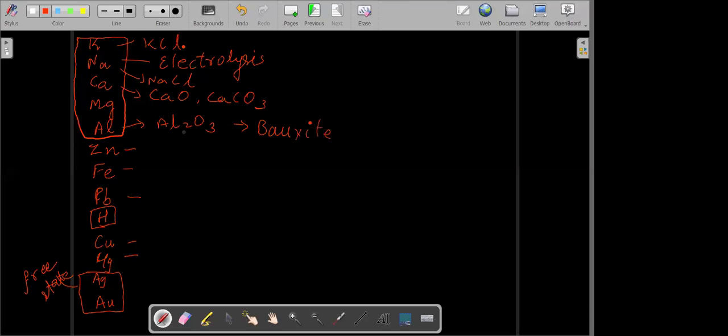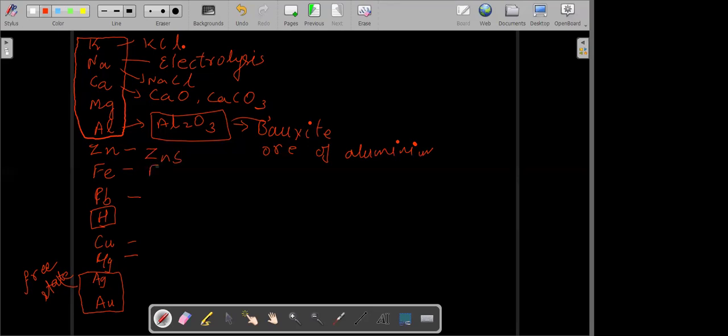So this is alumina, Al2O3. This is called alumina, but its ore is called bauxite. So bauxite is the ore of aluminium. There are different other ores of aluminium. Alumina, bauxite, these are all ores. Then zinc has an ore called zinc sulfide. It is an ore of zinc.